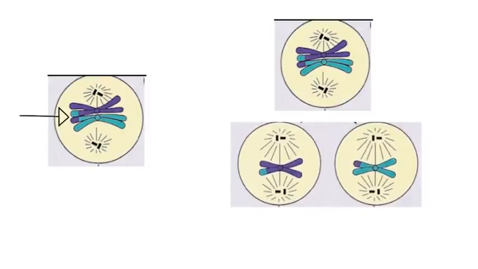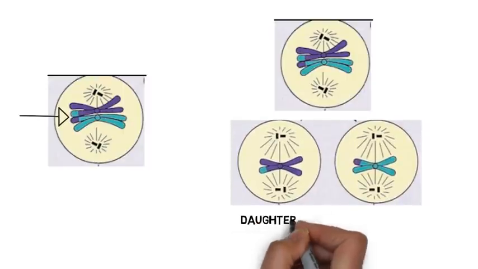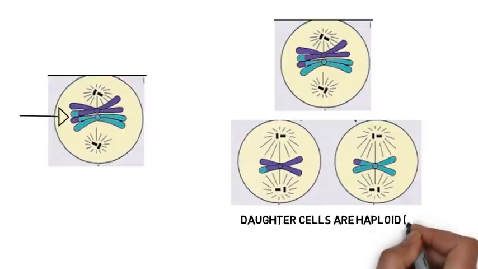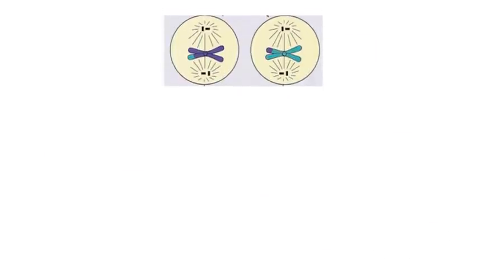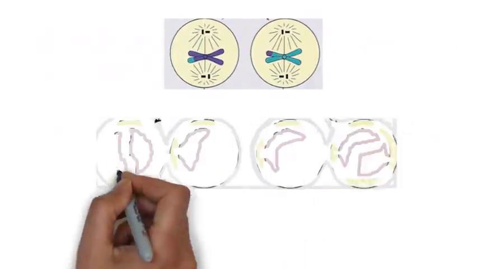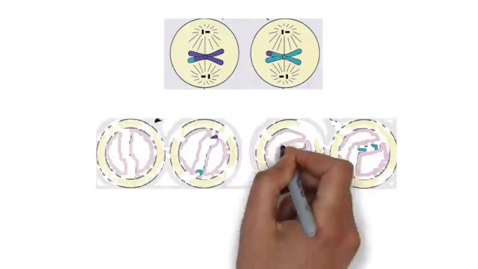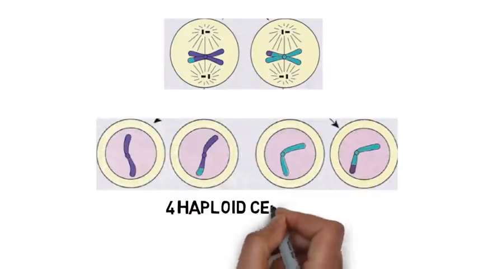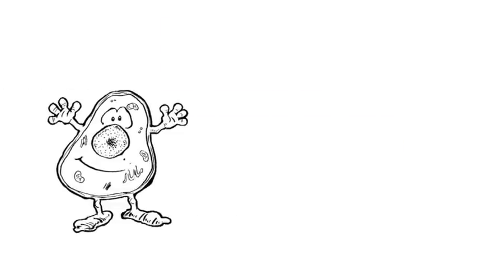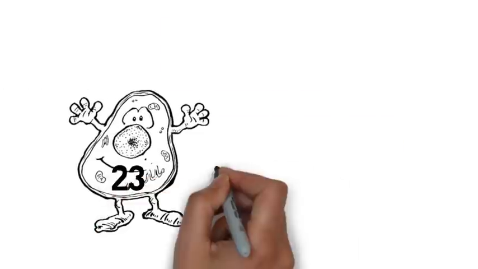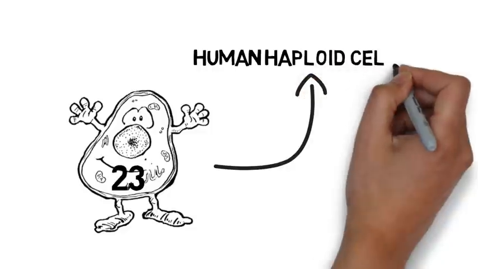Therefore, in meiosis 1, 2 cells are created, and each cell has half the number of chromosomes compared to the original cell. After meiosis 1, meiosis 2 starts a second division, which is identical to mitosis. At the end of meiosis 2, we see the formation of 4 genetically different haploid cells. Because Marcel has a total of 23 chromosomes, he is a human haploid cell created by meiosis.